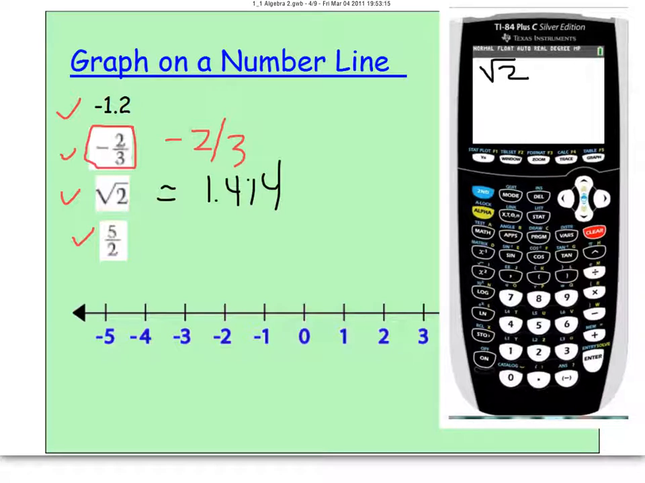1.414. Now 5/2 on the calculator, to type that in, I'm just going to do 5 divided by 2 and hit enter. And when you do that, you're going to get exactly 2.5.